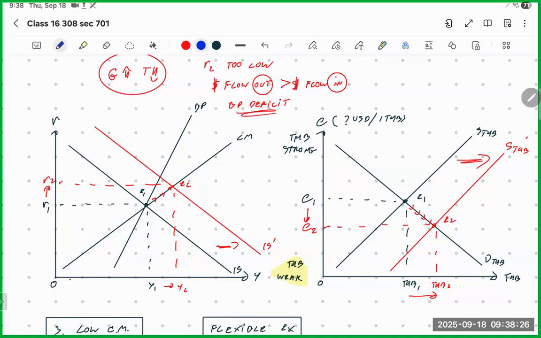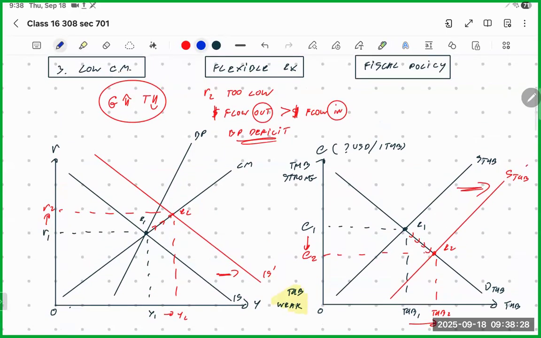Thai baht becomes weak. What happened? I share you the blue color. Thai baht becomes weak. Everything made in Thailand is going to look cheaper for foreigners, so we're going to export more. Everything that comes from other countries is going to look more expensive for Thai people, so Thai people are going to import less, right? This is good for the IS curve because the IS curve comes from C plus I plus G plus X minus M. So in this case, the IS curve is going to shift to the right.